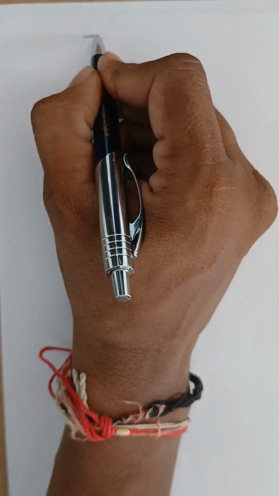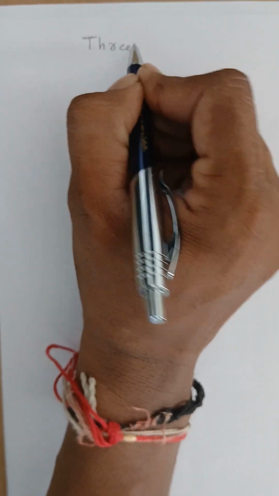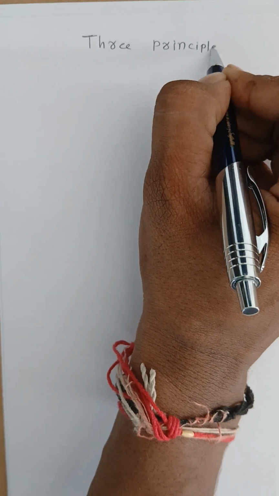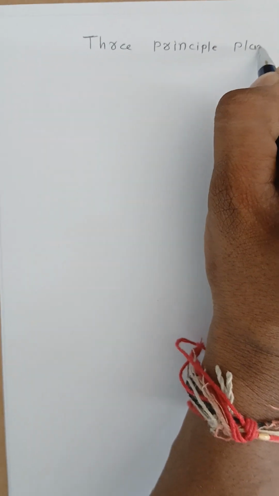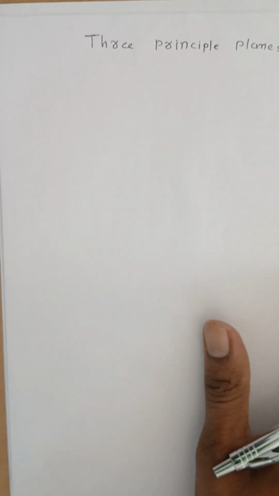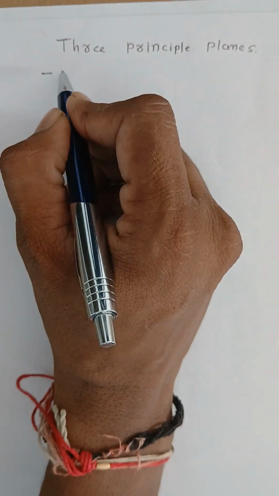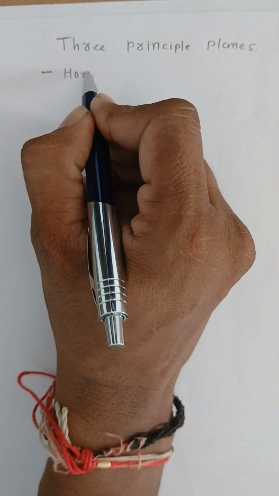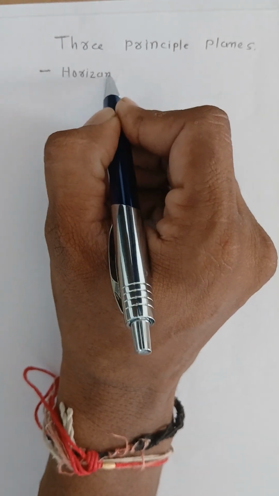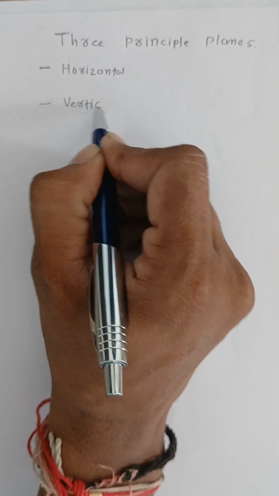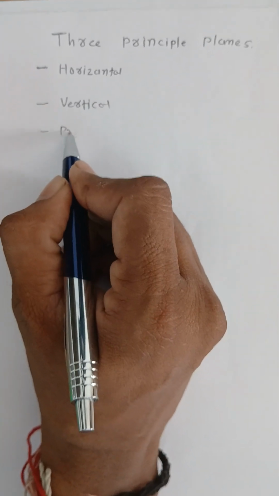Okay, after type of projection, we will discuss three principal planes. There are three principal planes which are going to be used for orthographic projection. Number one is horizontal plane. Second one is vertical plane. And third one is profile plane.